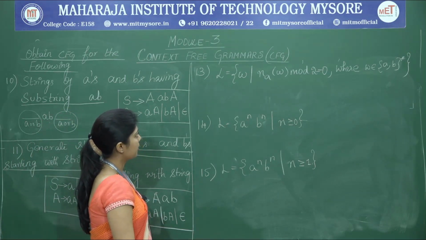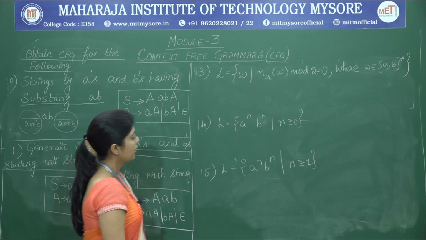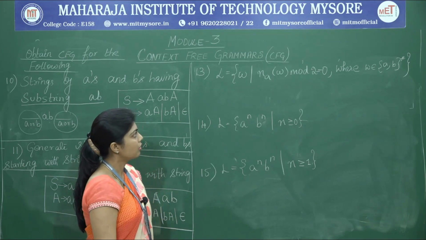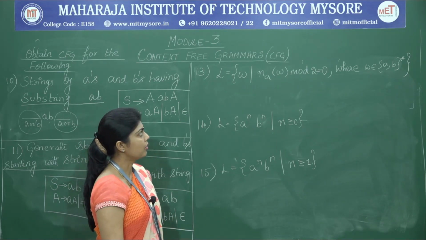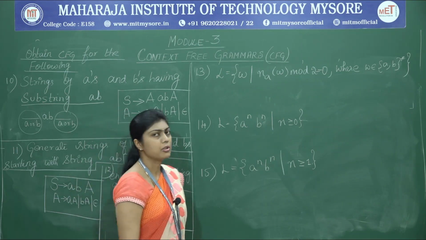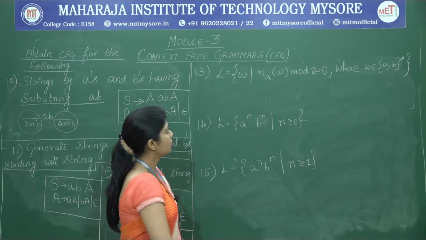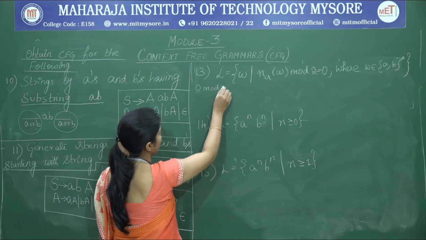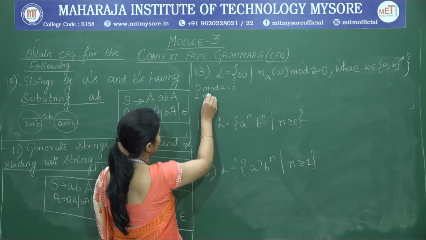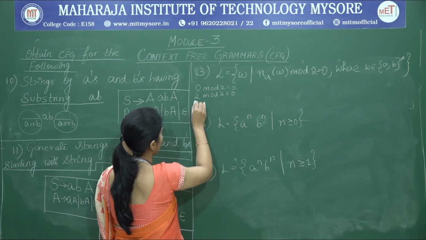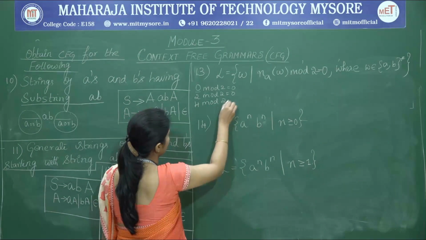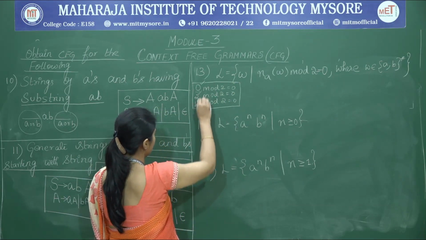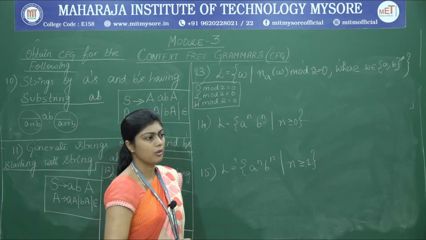So this is a solution for the given problem statement. Next, we have the problem statement L is equal to W such that the number of A's in W mod 2 is equal to 0. So the number of A's in W mod 2 is equal to 0, and the string is actually made up of A's and B's. So what is the minimum number of A's? 0 mod 2 equal to 0, 2 mod 2 equal to 0, 4 mod 2 equal to 0. So the minimum number of A's is 0, next is 2, 4, 6, 8 and so on.